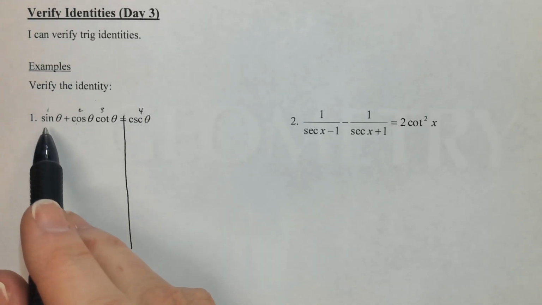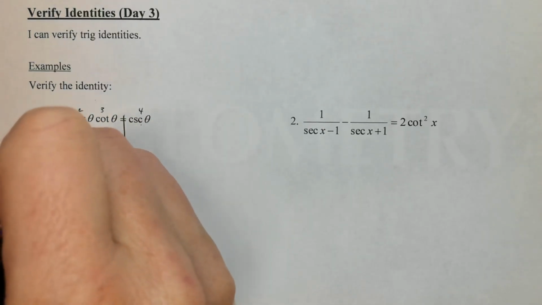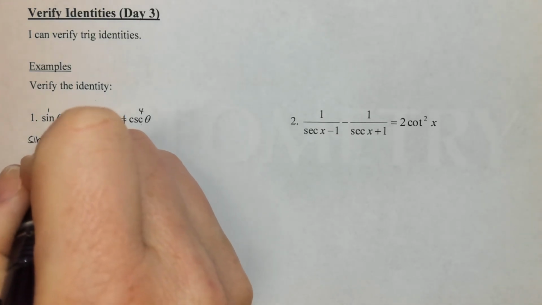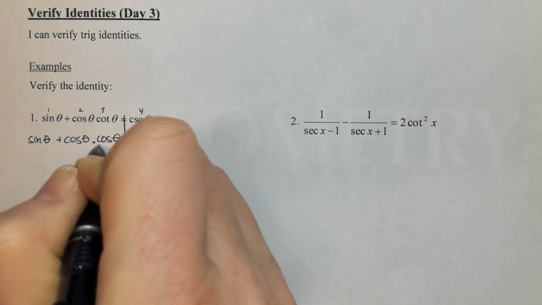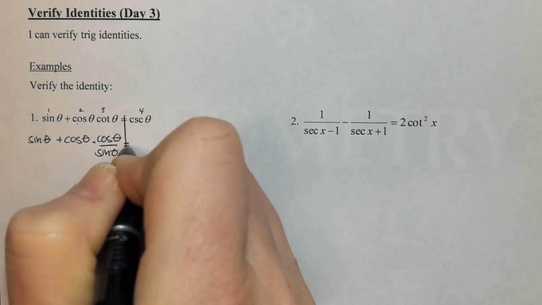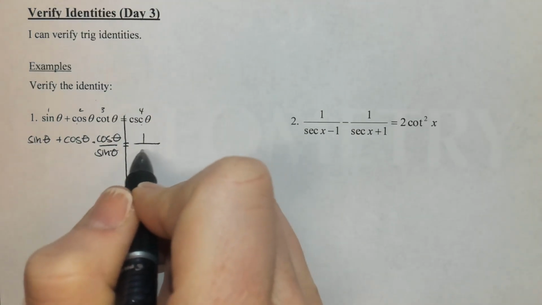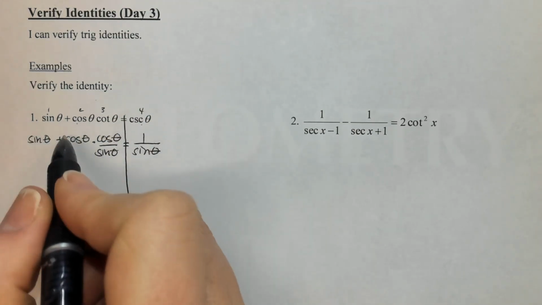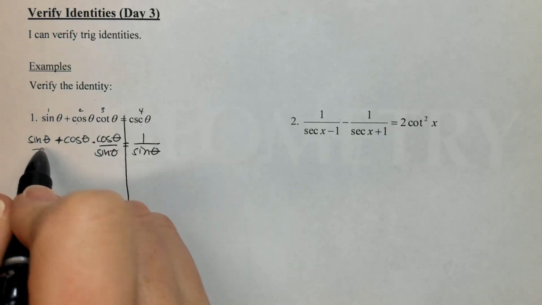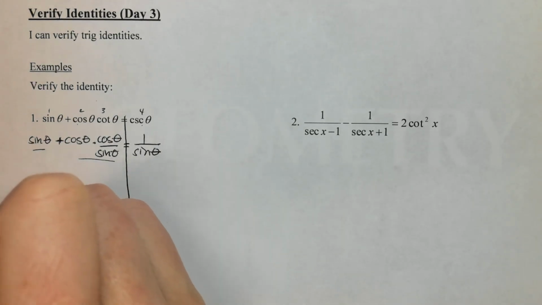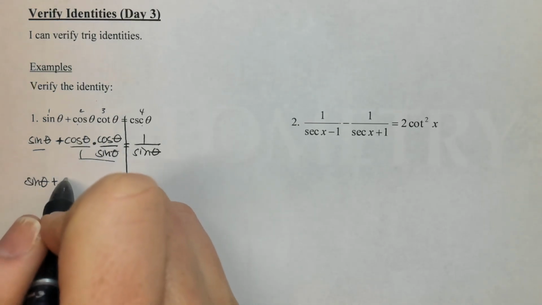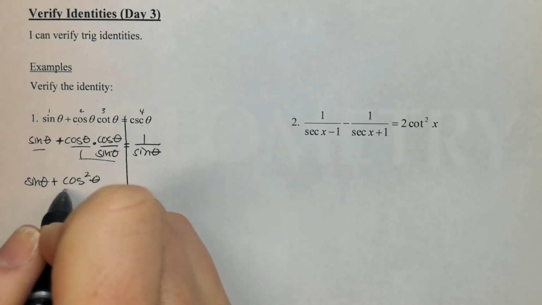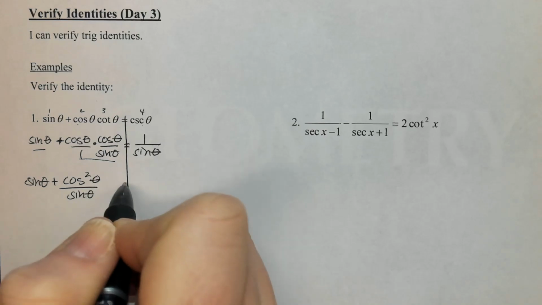So what I'm going to do is just switch them all into sines and cosines, hoping that will help. So I've got a sine theta, cosine theta, and then cotangent is cosine over sine. Cosecant is 1 over sine as well. So now I've got this plus sine. I've got 2 different terms here. I've still got the sine theta plus, when you are multiplying fractions, remember that you just multiply across. So this will be cosine squared, and that will be over sine.